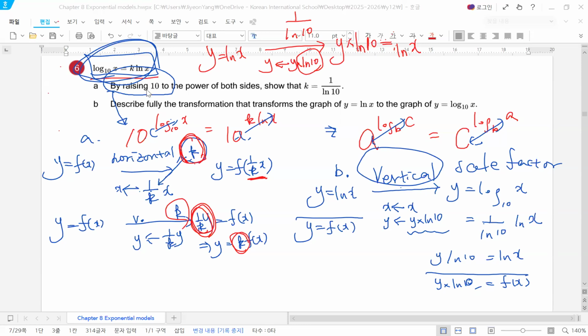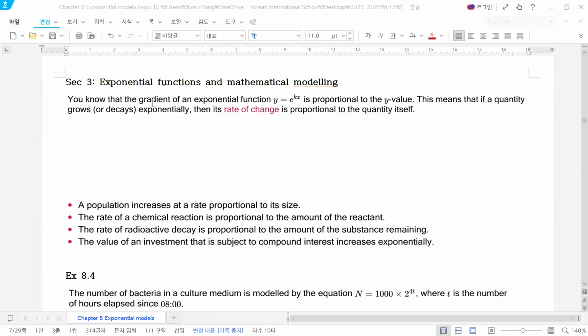No worries, it's okay. Okay, students, we are going to move to section 3. This is a very, very important section. So Andrew, please read the topic of section 3. Exponential functions and mathematical modeling. We know that the gradient of an exponential function y equals e to the power kx is proportional to the y value.